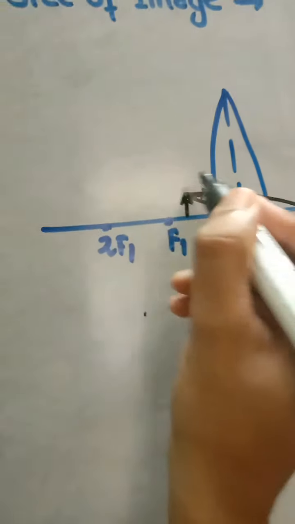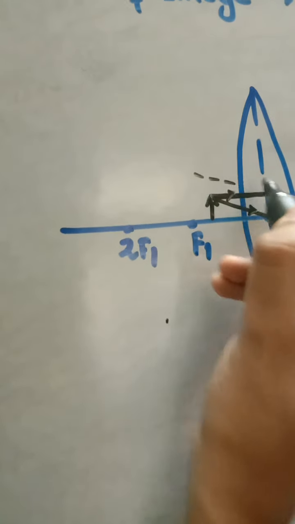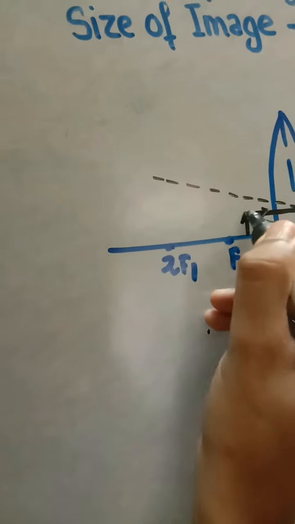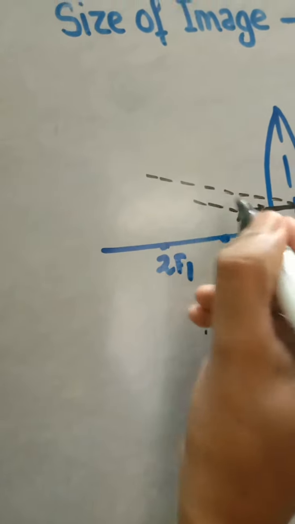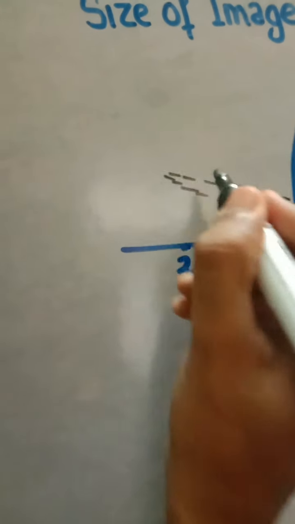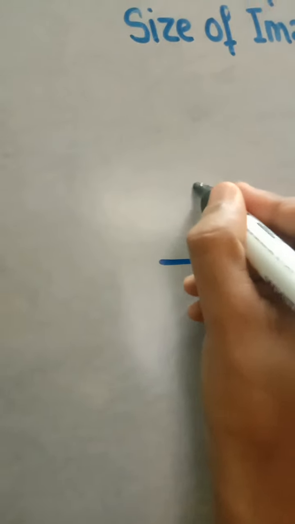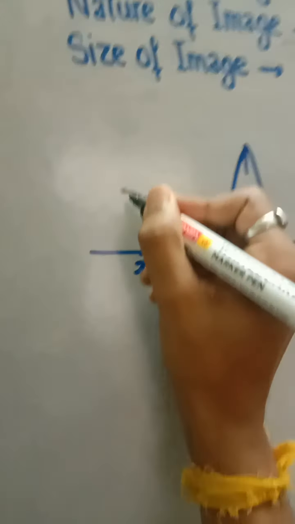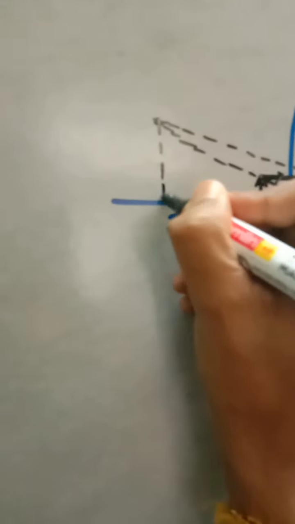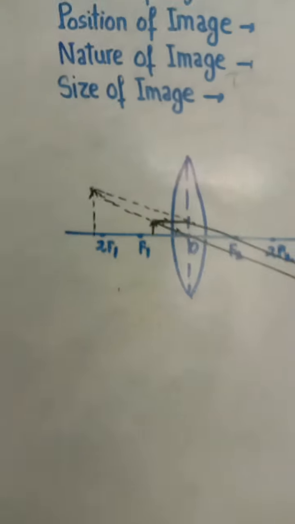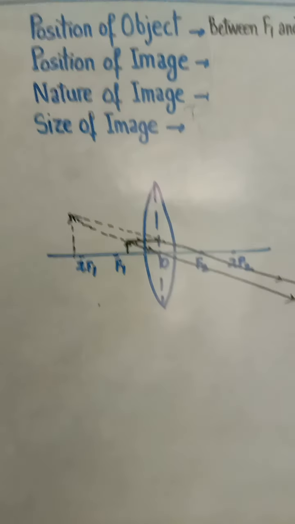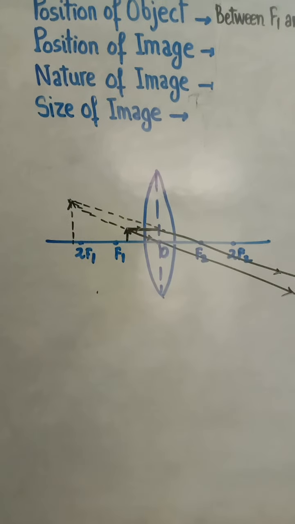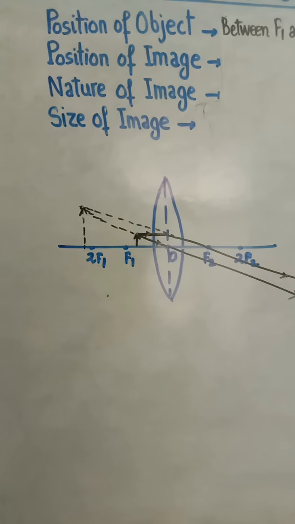Remember, these two rays should not be parallel. So you have to extend both the rays. Both the rays have to be extended. And somewhere both the rays will actually come together and meet. So somewhere it will meet. Okay. Now see, I've given you dotted lines because these are virtual and erect images.